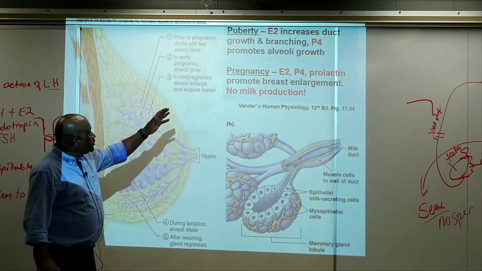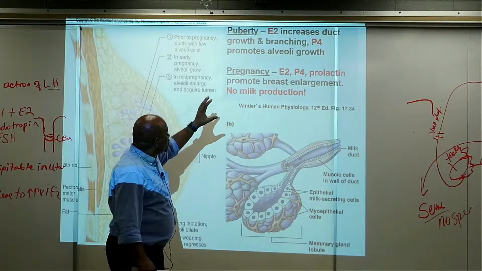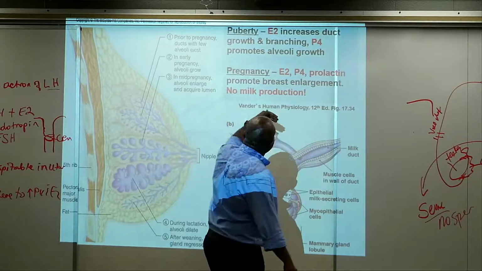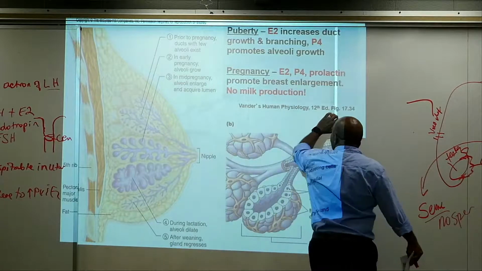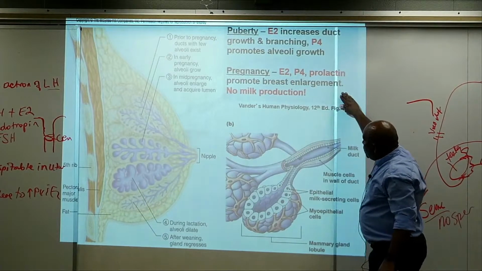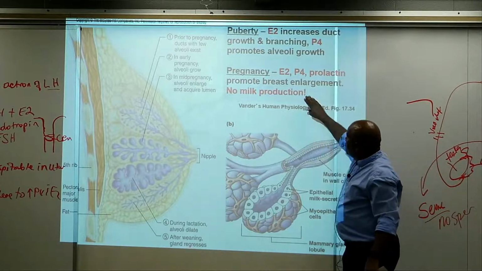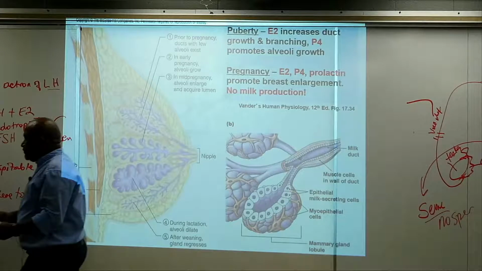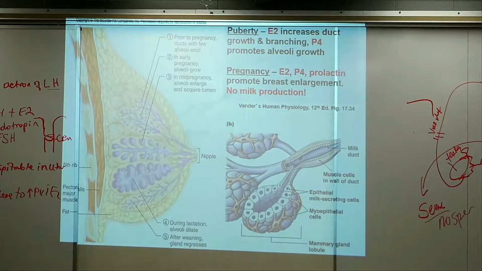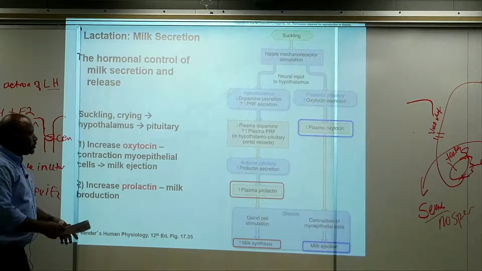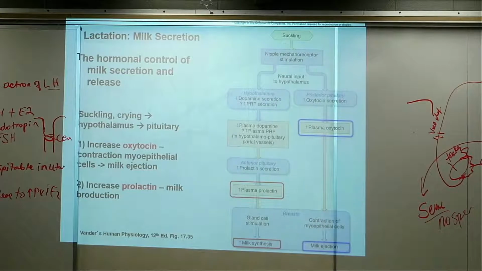At puberty, estrogen increases the duct growth and branching, and progesterone promotes the alveolar growth. During pregnancy, estrogen, progesterone, and prolactin act synergistically on the breast to be enlarged, but there will be no milk production until delivery. After delivery, milk production is possible because of the removal of the negative impact of progesterone and estrogen, which are inhibiting milk production during pregnancy.